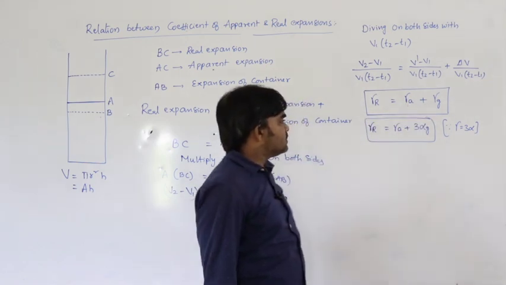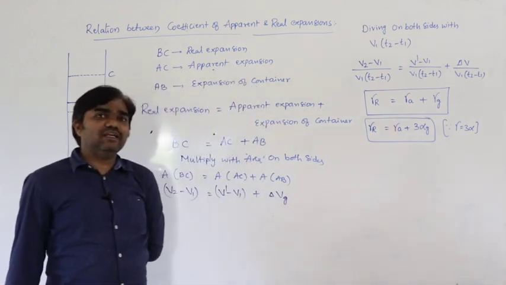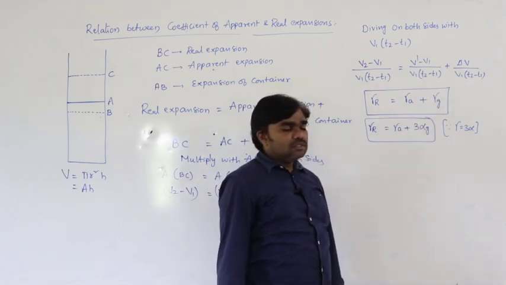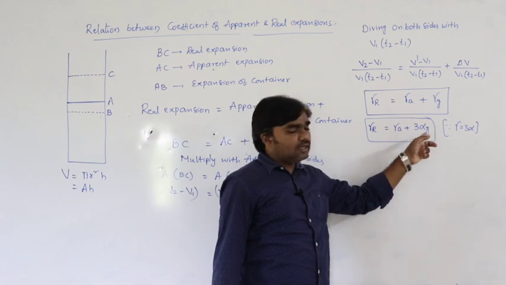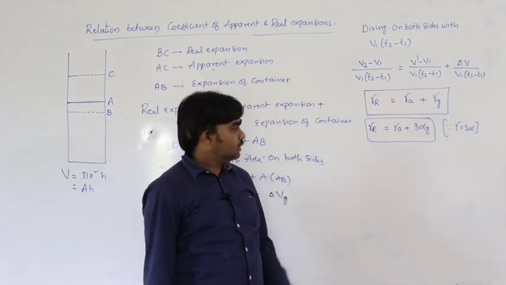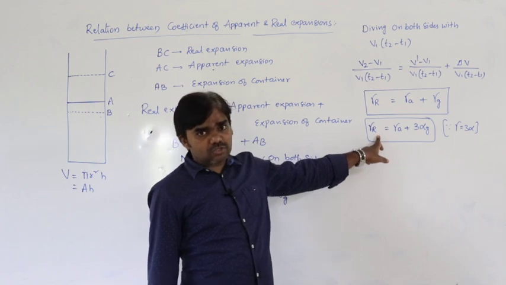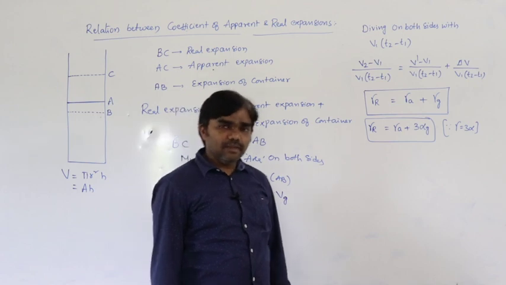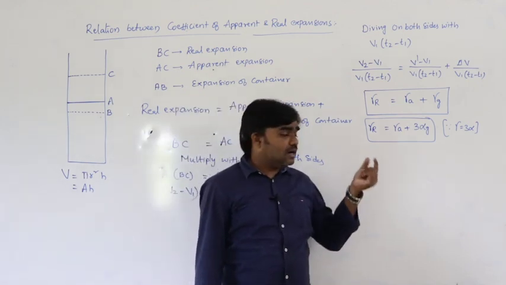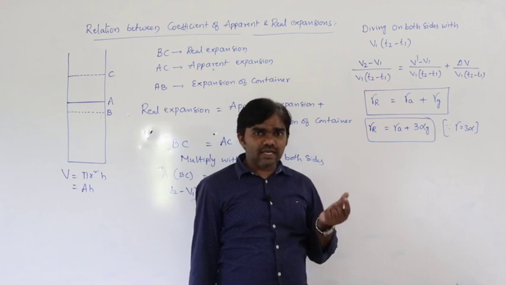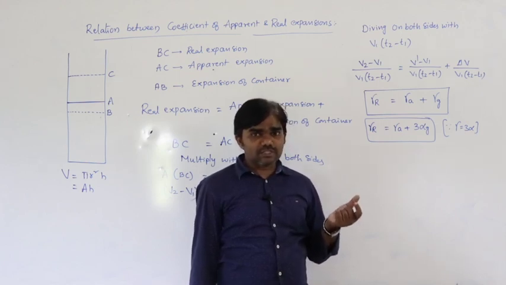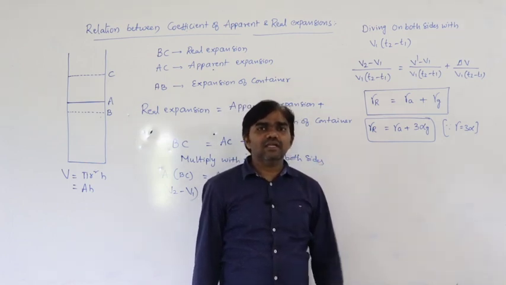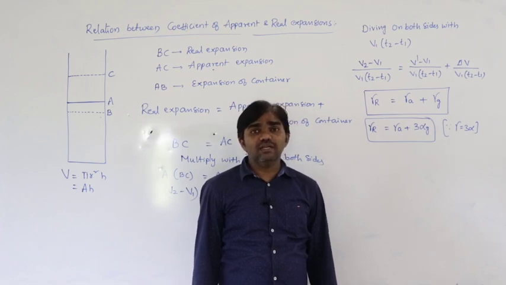And what is gamma G we are considering? Volume expansion of the container. Volume expansion of the container can be written as 3 alpha G, no doubt about that. Then why don't we write gamma R equal to 3 alpha R and gamma A equal to 3 alpha A? Because gamma R is the quotient of real expansion of the liquid. In case of liquids, liquids don't have linear expansion.